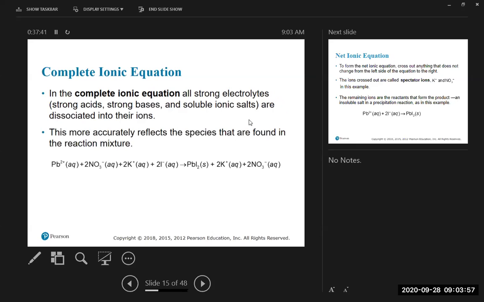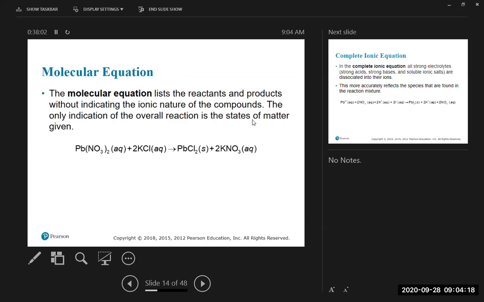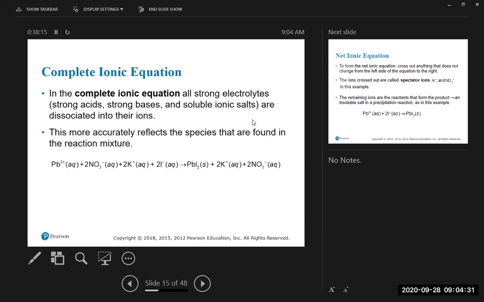When we write a complete ionic equation, we're going to write all the strong electrolytes as if they're dissociated, because that's really what's going on in the solution, in the water solution. And so in that case, we go back here and we see these, and we know that lead nitrate's a strong electrolyte, potassium chloride's a strong electrolyte, lead chloride is a solid, and potassium nitrate is a strong electrolyte. So what we're going to do is write them out dissociated.